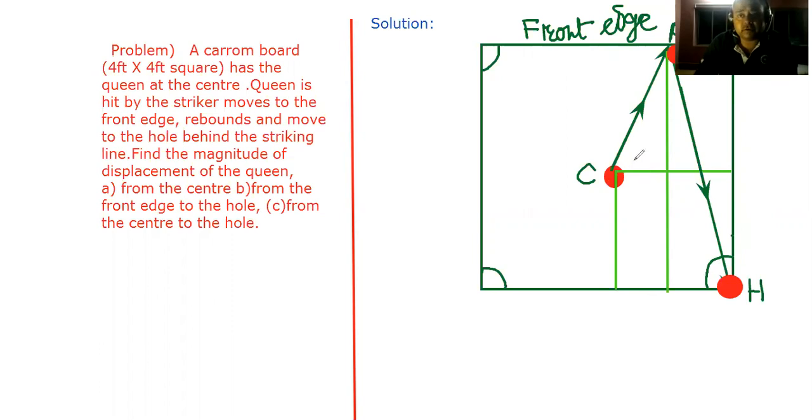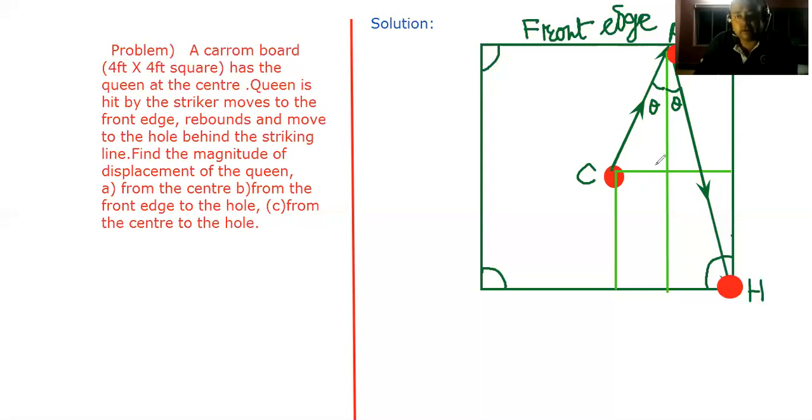So let us start. I take this angle to be theta, and this angle also to be theta. Why are we taking these 2 angles to be the same? Because of a very important thing you know from your earlier classes: if this CP is the incident ray and it rebounds, meaning it gets reflected, then angle of incidence equals angle of reflection. The same logic applies here: the queen is moving symmetrically with respect to this particular line, so these 2 angles will be equal.